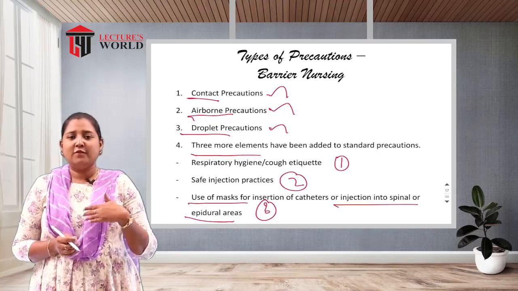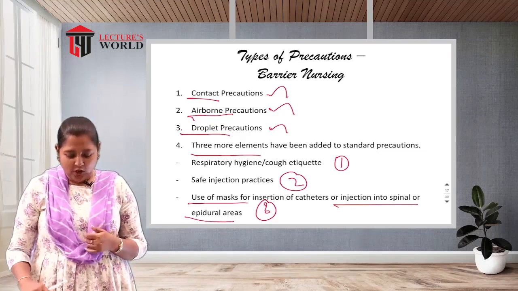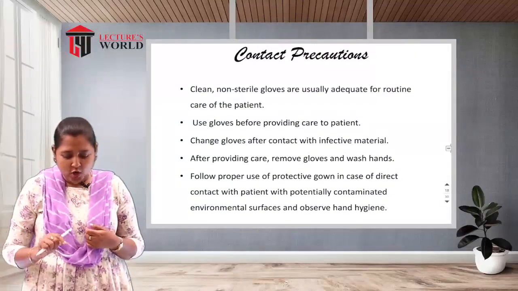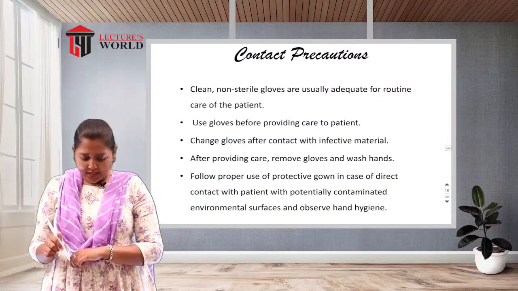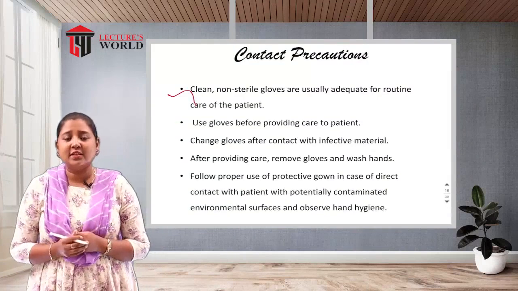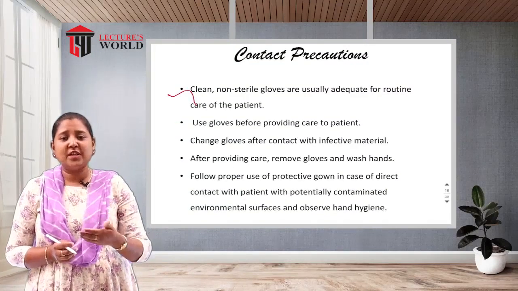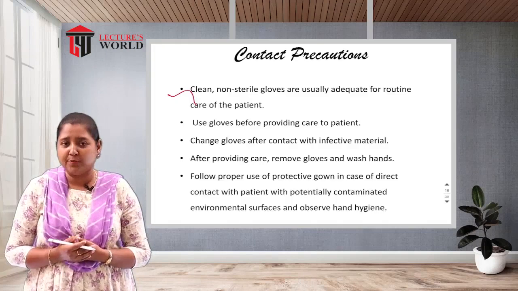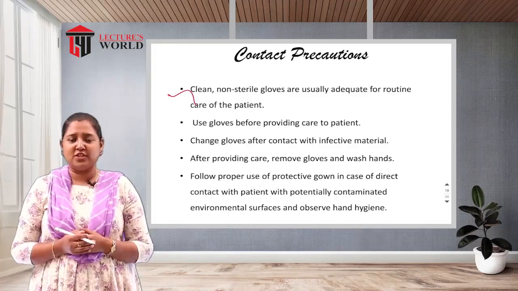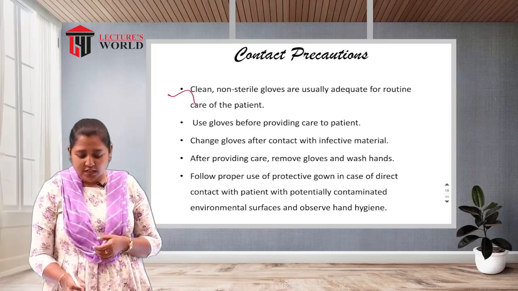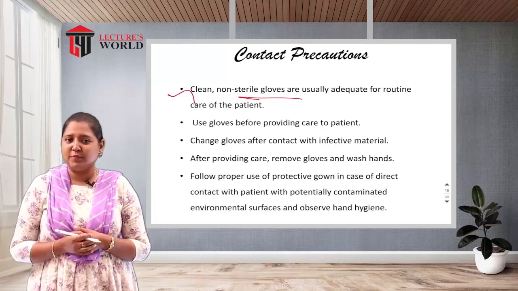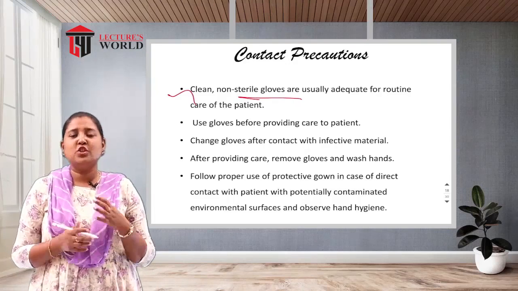So now let us see very quickly what contact precautions, airborne precautions, and droplet precautions are. What are contact precautions? Clean, non-sterile gloves have to be used. This is when you are touching the patients while taking care of them in the hospital; you have to see that you are not coming into direct contact with the patient. So how can direct contact be prevented? You can use clean gloves while touching the patients for simple procedures. If it is a sterile procedure, then use sterile gloves.